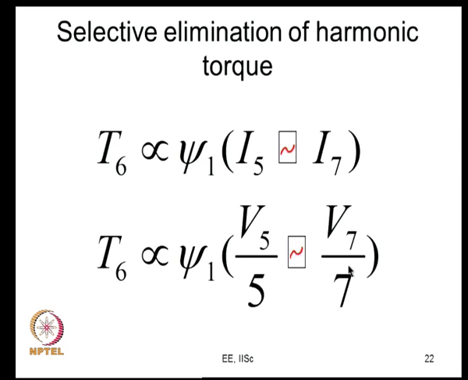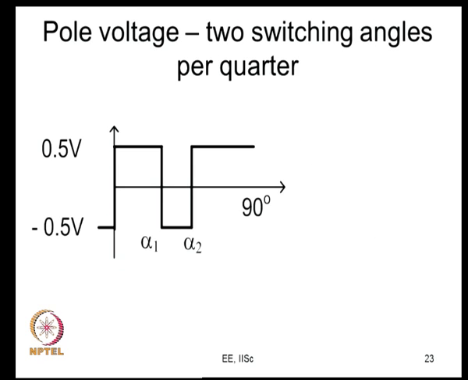What we saw towards the end of last lecture was that if we can eliminate V 5 by 5 minus V 7 by 7, or there is some phase relationship, but if you can work that out, and when you take V 5 and V 7 as cophasal, then you can say V 5 by 5 minus V 7 by 7 can be eliminated, and you can possibly eliminate the sixth harmonic torque. So, just as we could eliminate harmonic voltages.